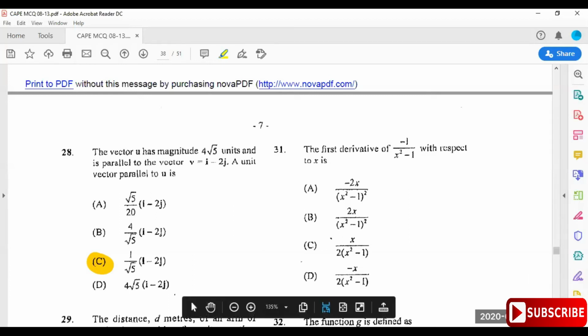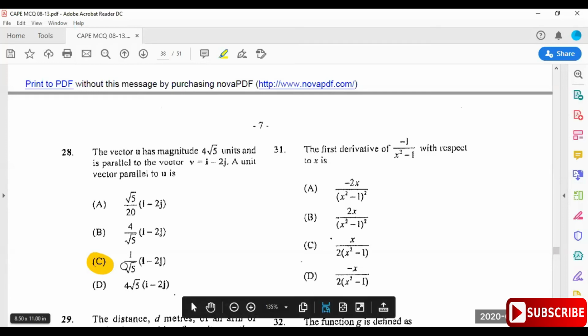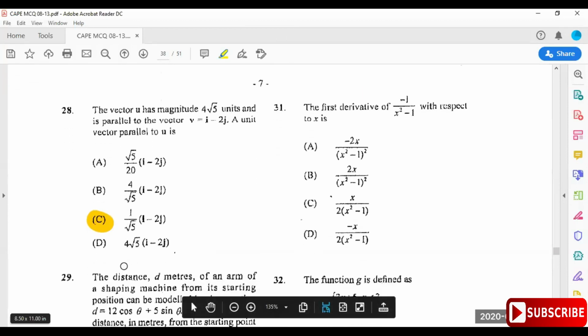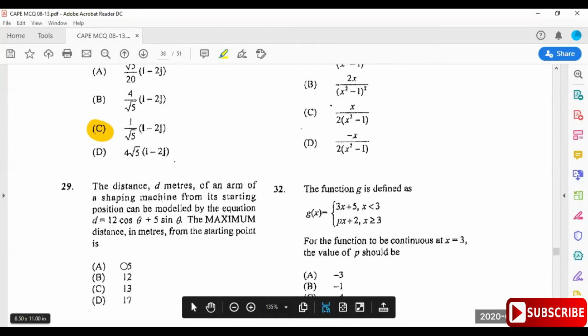When you check C, it's 1 over root 5 times the square root of 1 squared plus 2 squared plus negative 2 squared. So that's the square root of 5 times 1 over root 5, which gives 1. Yes, it's C. That's the only one that gives you a magnitude of 1. So that's all you needed to do in this question: check which of these give you a magnitude of 1. Easy question, easy like Sunday morning.